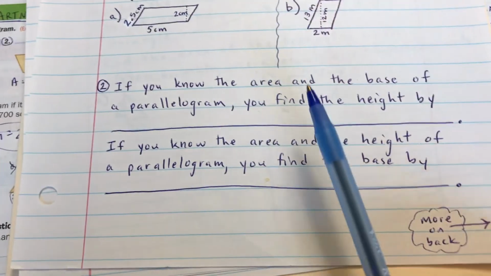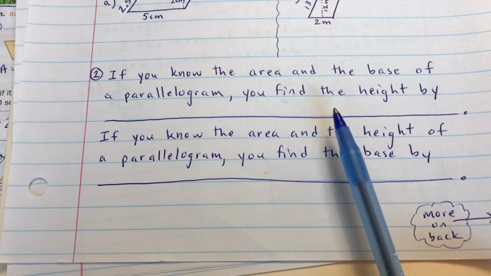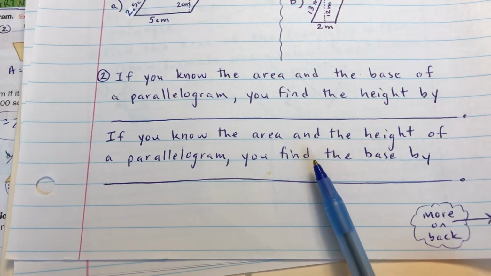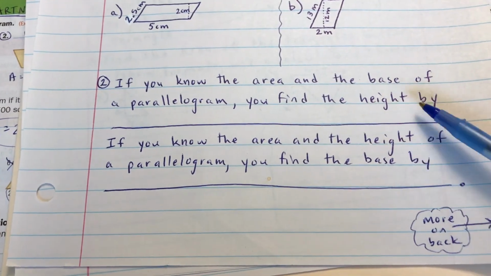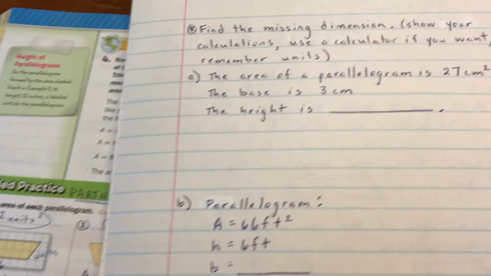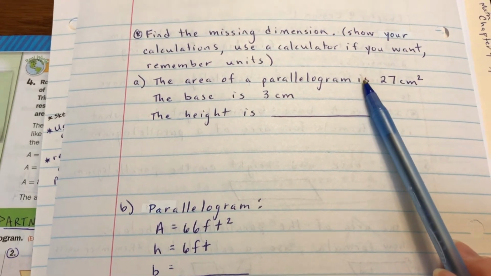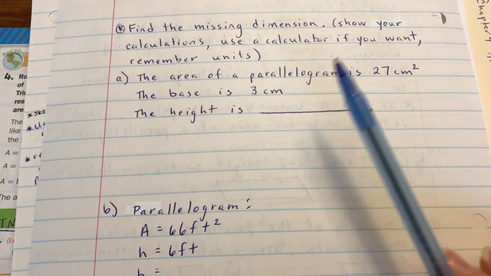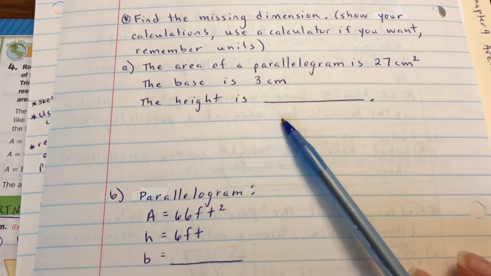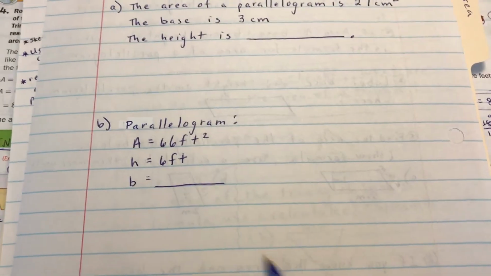All right, then number 2, if you know the area and the base of a parallelogram, you find the height by what? What do you have to do? Use words. If you know the area and the height of the parallelogram, you find the base by what? So these are basically the same answer. And then on the back, find the missing dimensions. So show your calculations and use a calculator if you want. Remember to put in the units. The area of a parallelogram is 27 square centimeters. The base is 3 centimeters. So show your work to find the height. And here, this is the area, this is the height. Show your work to find the base.